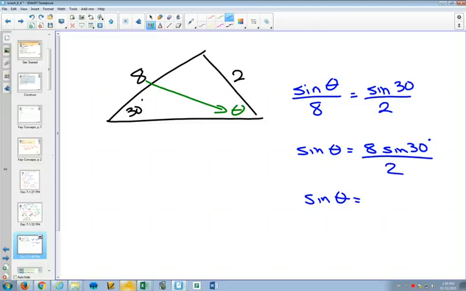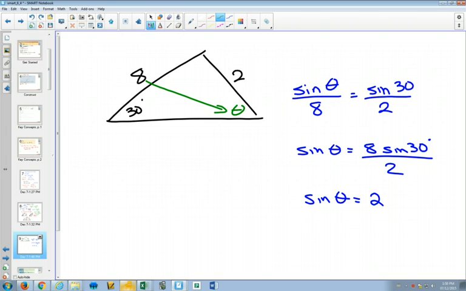And now this would be a non-calculator question. Mental math. What is 8 sine 30 divided by 2? Mental math. That's right. Good. It's 2. How did you do that? Because you know what sine 30 is. Sine 30 is a half. What's 8 times a half? Divided by 2. 2.